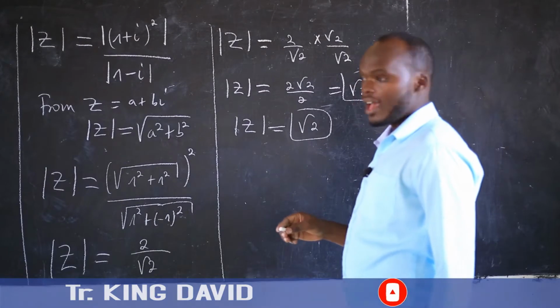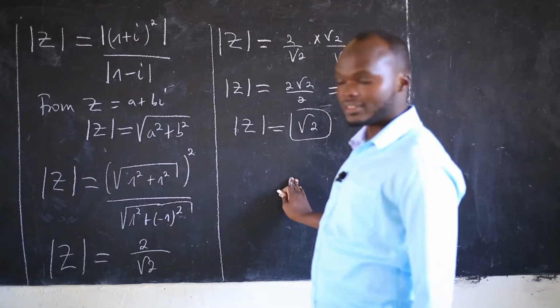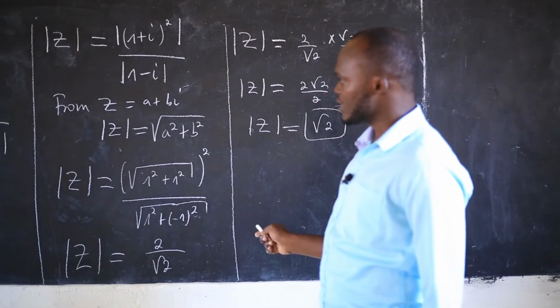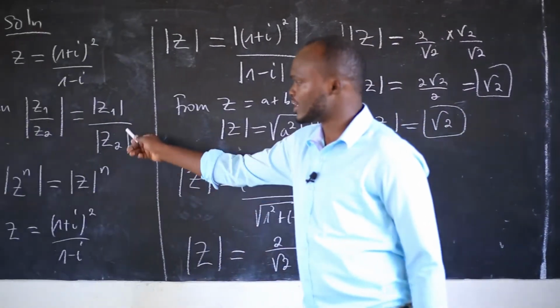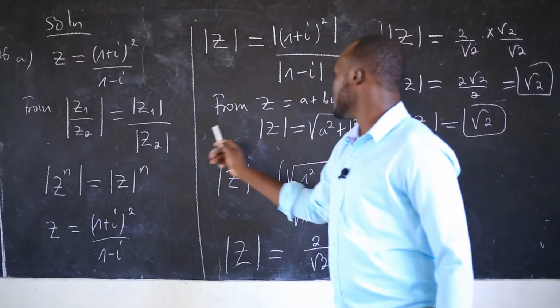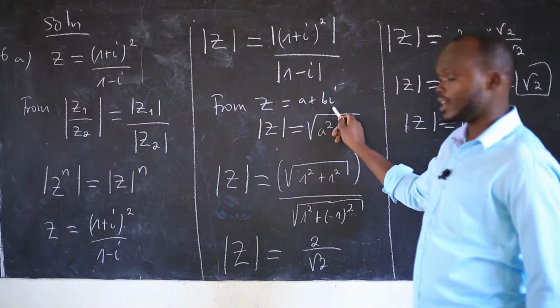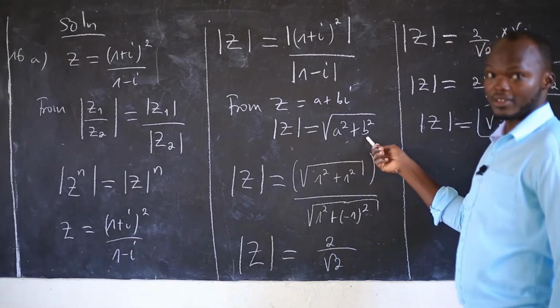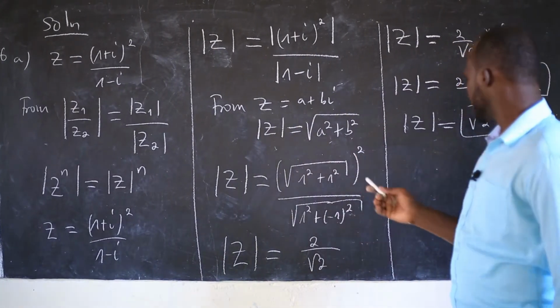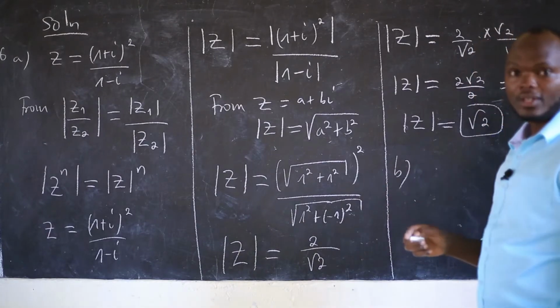That's the answer. I hope you don't have any question about A, because I showed you that I'm using those two properties here, and you know the modulus of z, when z is a plus bi, is the square root of a squared plus b squared. I hope there's no question. So let's go to B.